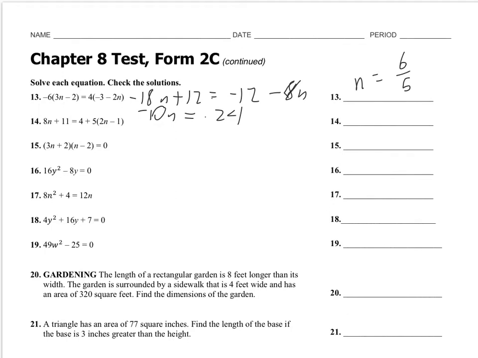Okay, so we go down here. Let's see. Distribute that. I should still end up with 8n plus 11 equals 4 plus 10n minus 5. And then we combine that to make that a negative 1. Right, so this is now negative 1. And we subtract the 10n over, so we get negative 2n equals, subtract the 9 over, so you get negative 12. n equals 6.